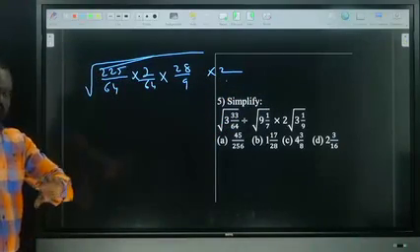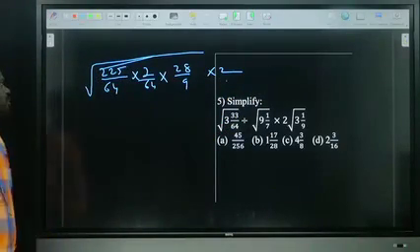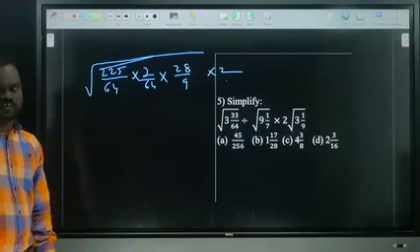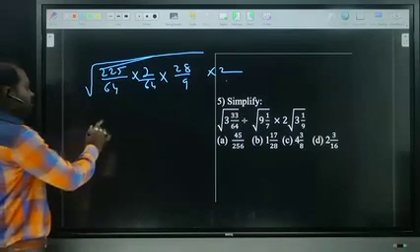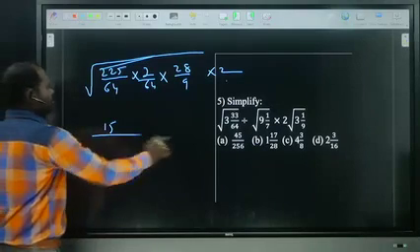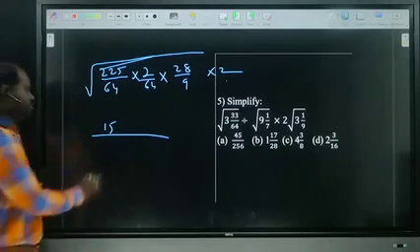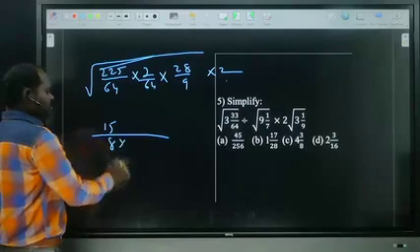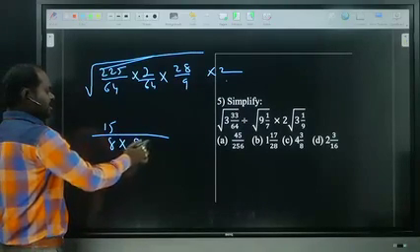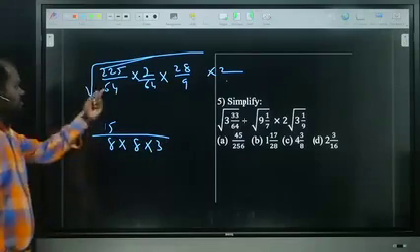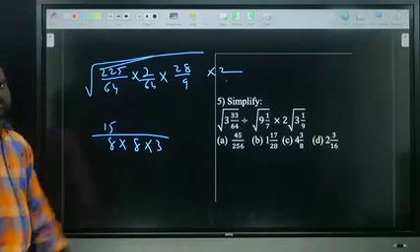First of all, bring the entire expression to a single root. Now observe: what is the root of 225? 225 is which square? 15 square. So nothing but 15 by 64. What is the root of 64 value? 8. Root of 9 means 3. Okay, now 64 means 8, 9 means 3.